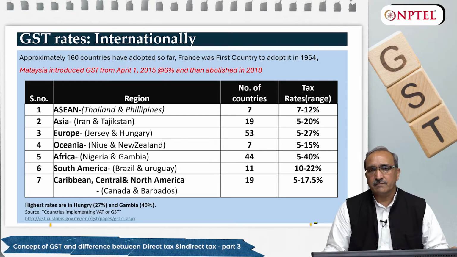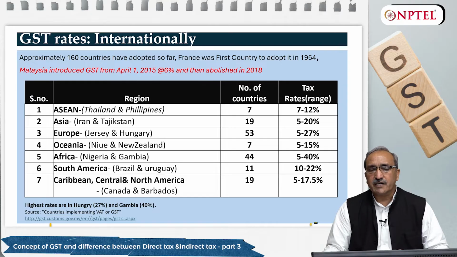Malaysia was the youngest country who implemented GST in 2015, but later on they withdrew it. And India came after that with effect from 1st July 2017, and still we are practicing GST and seeing good results in the economy. So these are the rates applicable or adopted by different countries.